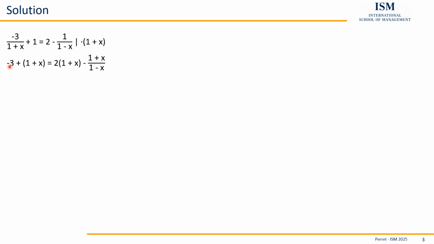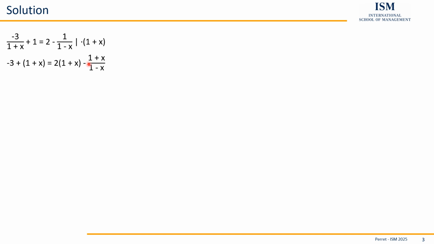giving me this result, because here this cancels out. Then I have 1 times 1 plus x. Here I have 2 times 1 plus x. And here, well, this does not cancel out. So I have minus, and then I'm going to put this into the denominator. So I have 1 times this expression, giving me this part.